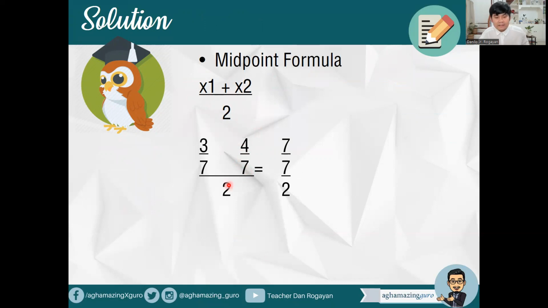So kaya we need to divide it by 2. Okay? So, of course, we're going to add that. So 3 over 7 plus 4 over 7, we'll just add 3 plus 4, 7, then we'll just copy the denominator since this is similar fraction. So 7 over 7 divided by 2. And 7 over 7, of course, is 1, so 1 over 2. So the halfway there is 1/2. So the answer is 1/2.